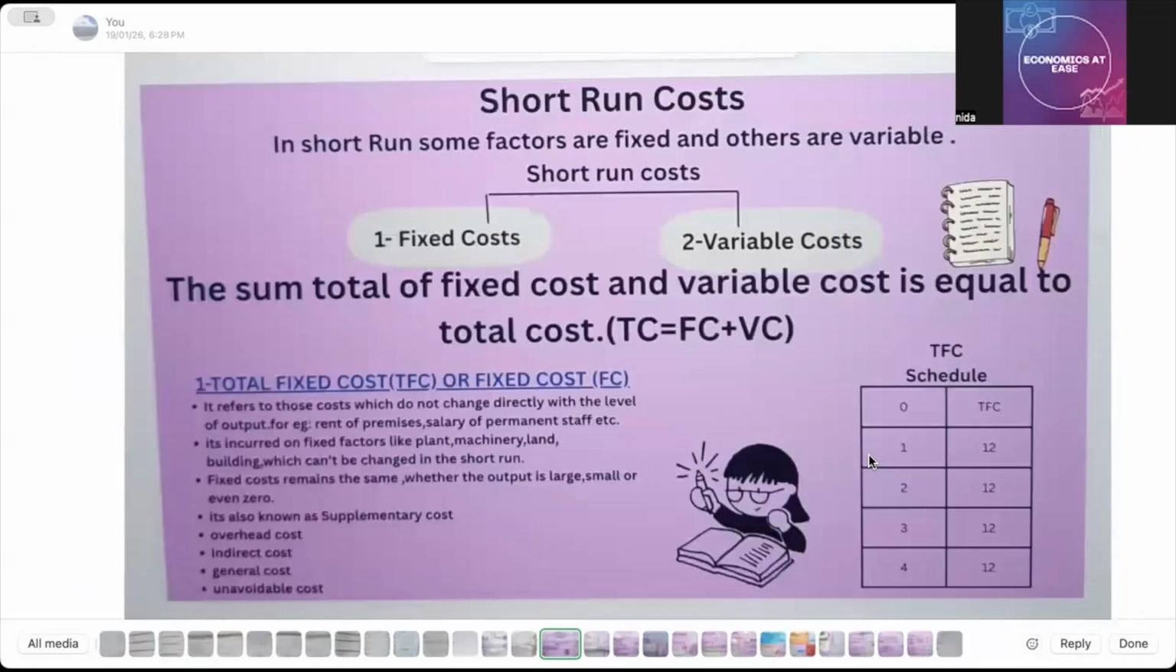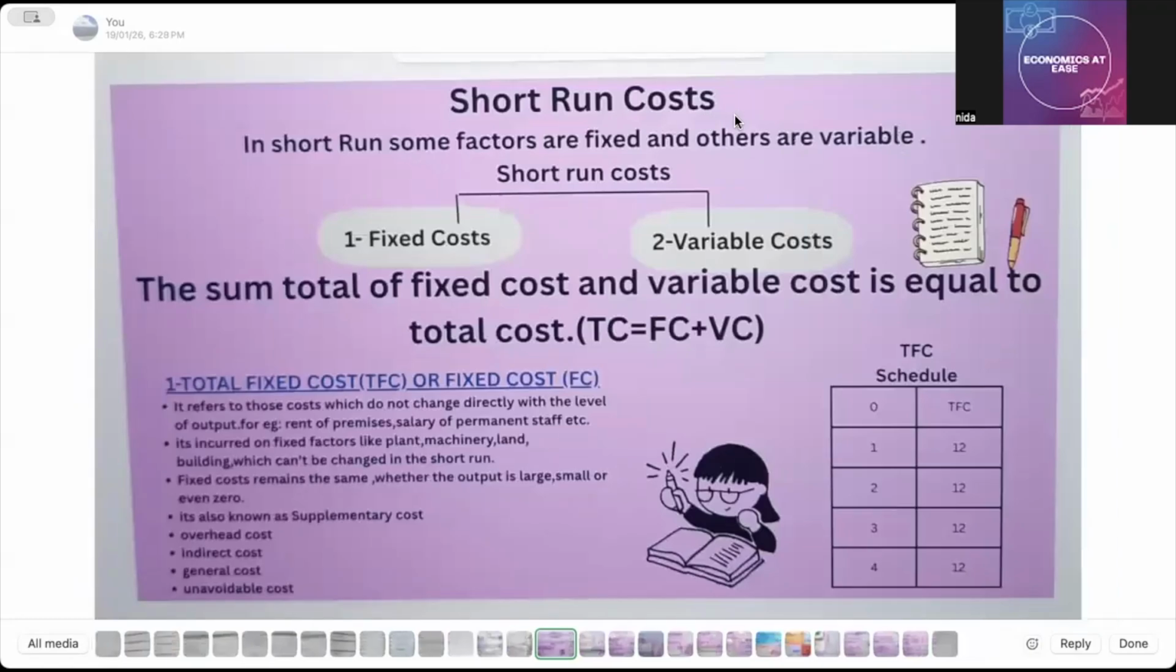Next, the short run cost we are going to study in this chapter. Under this category two costs come, that is the fixed cost and variable cost. Fixed cost is the TFC, that is fixed. It does not change directly with the level of the output, and remains the same whether the output is large, small, or even zero. It is also known as supplementary cost, overhead, indirect, general, or unavoidable cost. So they are fixed.